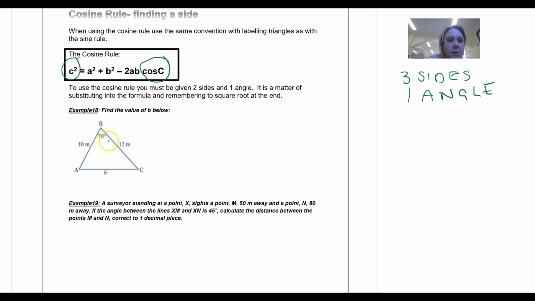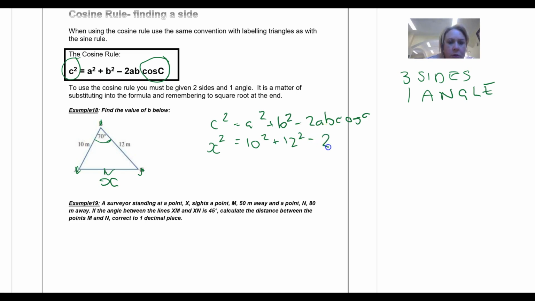So if we have a look at this question, let's ignore these A, B's and C's. This is what I want to find. So it's c squared is a squared plus b squared minus 2ab cos c. Let's call it x is 10 squared plus 12 squared minus 2 times 10 times 12 times cos 70. And I'm going to put all that in my calculator.